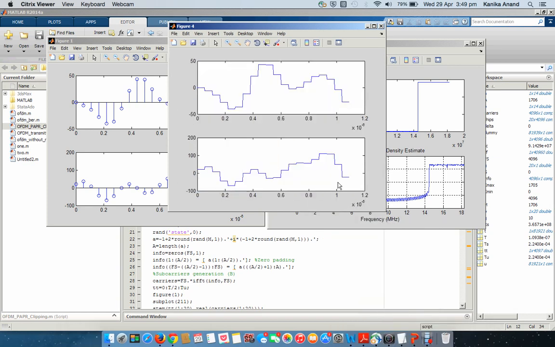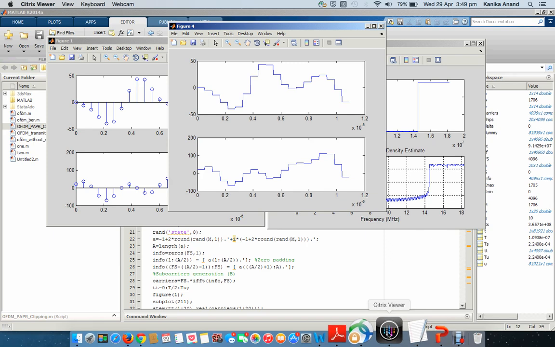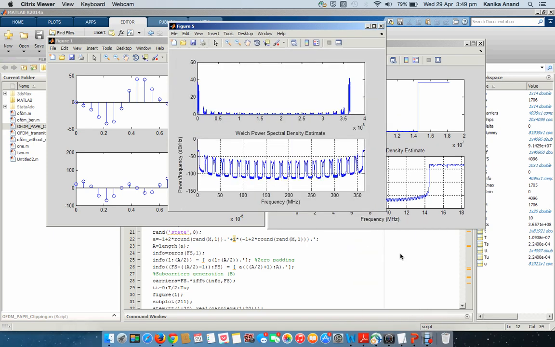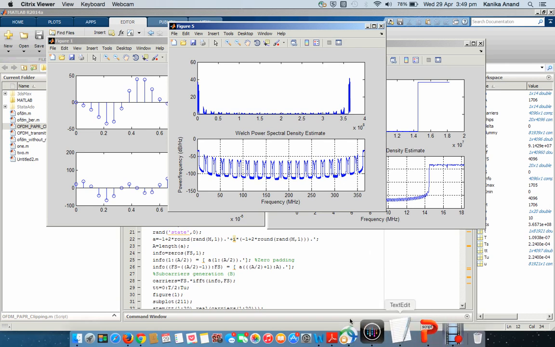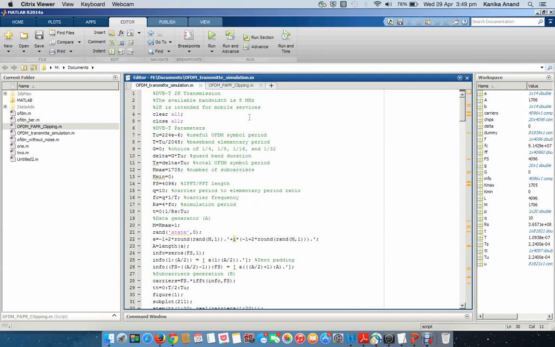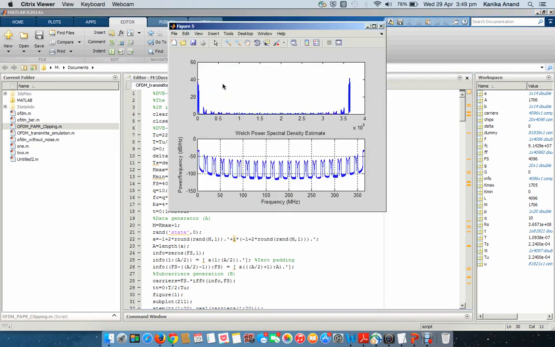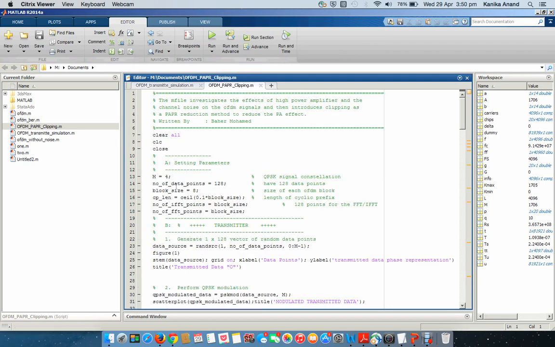Now, this plot shows the output of the transmit filter in the time domain, and this is the output of the transmit filter in the frequency domain. This is periodic, as required of the frequency response of a discrete time system. So now I'll move on to the MATLAB simulation to investigate the effect of the PAPR on the OFDM signal and the clipping effect. Now I'll run this code.